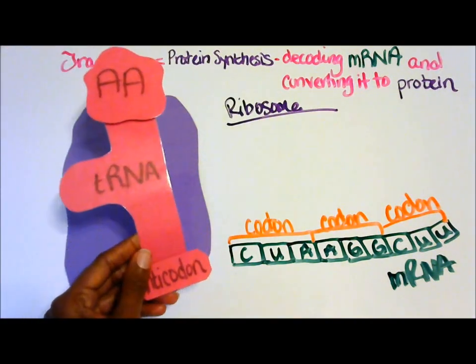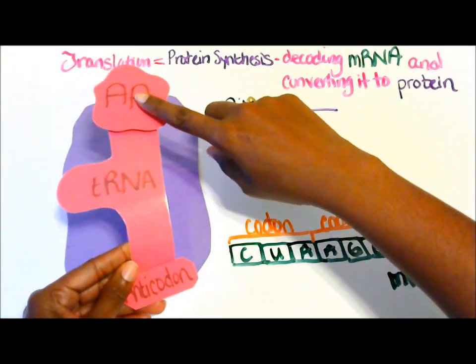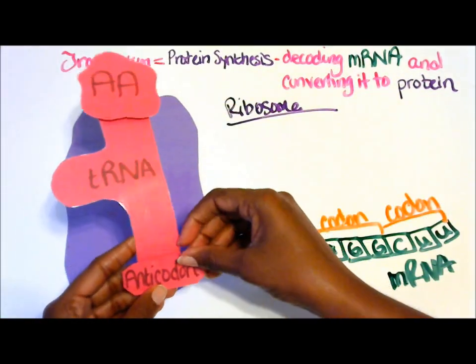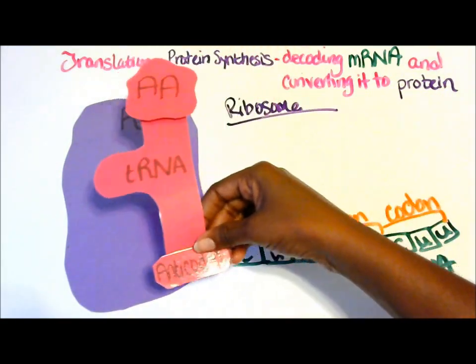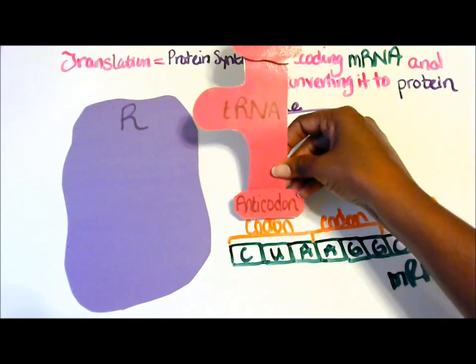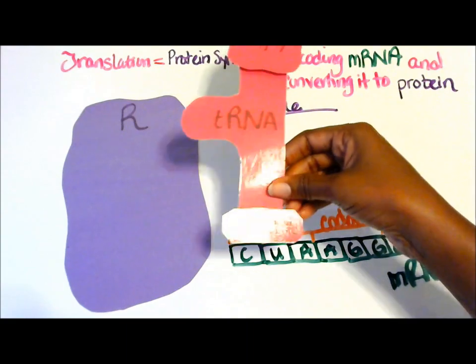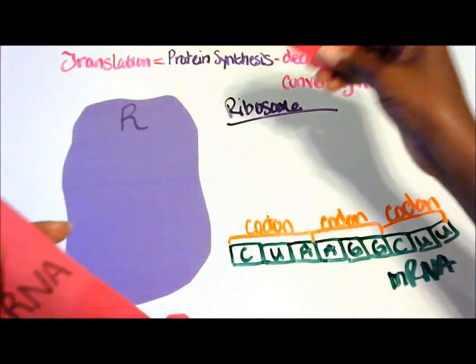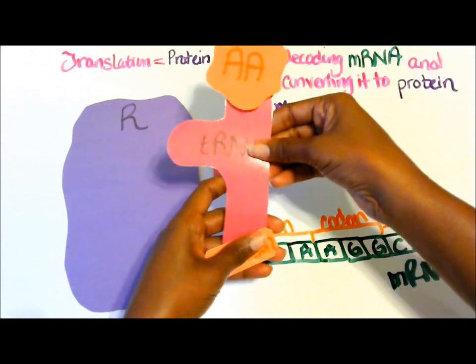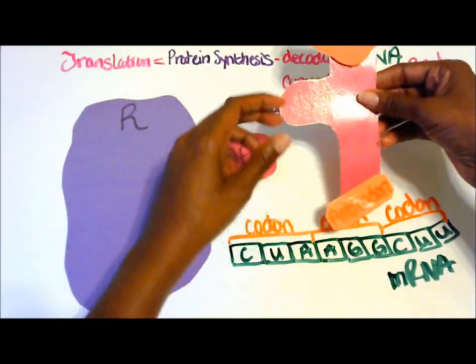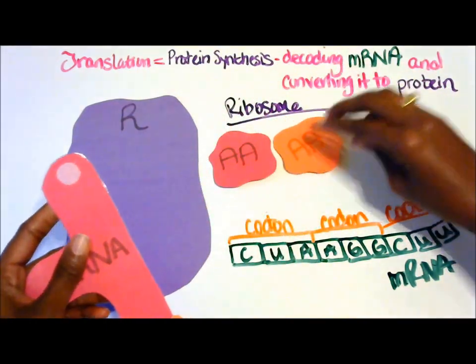Okay. Here we have our transfer RNA. We have our amino acid up top and our anticodon on the bottom. It is complementary to a specific codon. So transfer RNA comes in, reads the codon, and the amino acid is left. Another transfer RNA comes in, reads the codon, and leaves the amino acid.